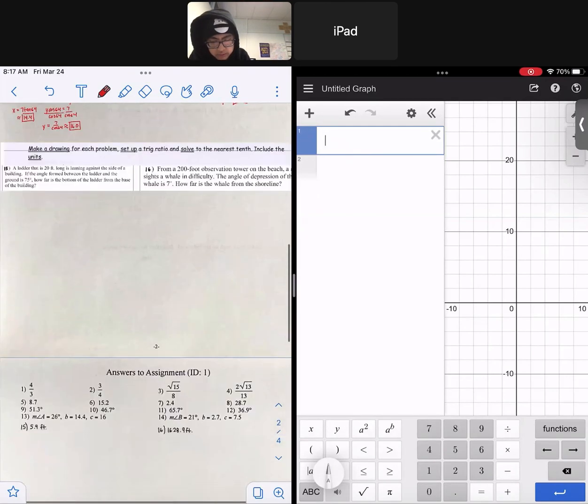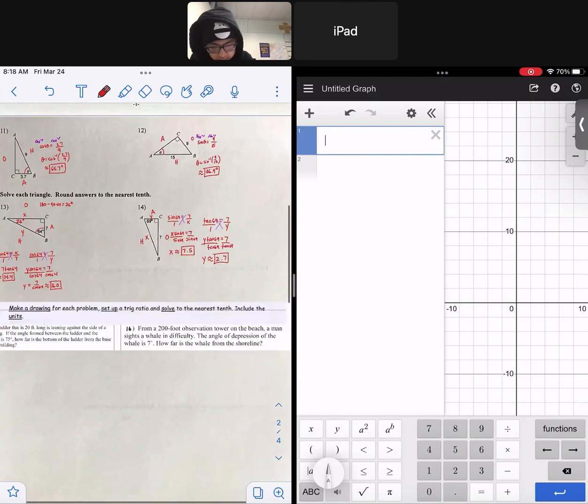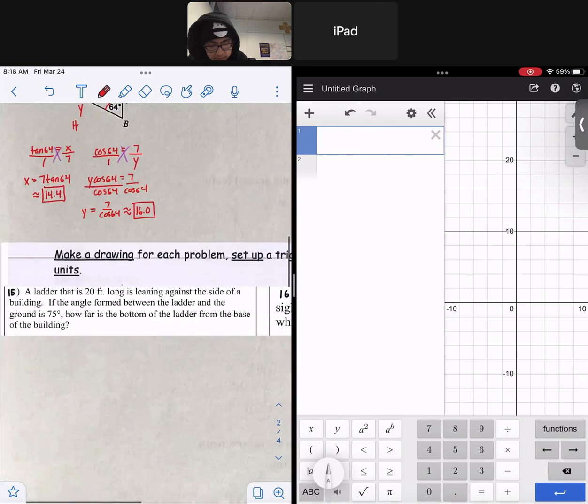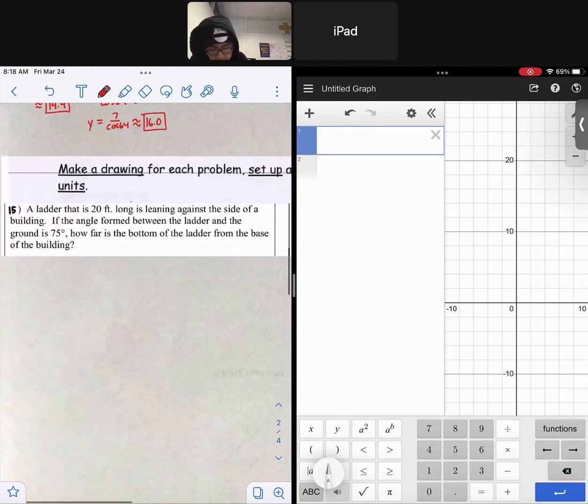Now our last set, which is the word problems. So directions, it says make a drawing for each triangle. Oh, I didn't find the degree, huh? I forgot. To find the last degree, 180 minus 90 minus 69, and that's going to be 11. Nope, I lied. 21 degrees is the missing angle right there. Okay, word problems. Make a drawing for each problem, set up a triangle ratio, and solve to the nearest tenth. Include units.